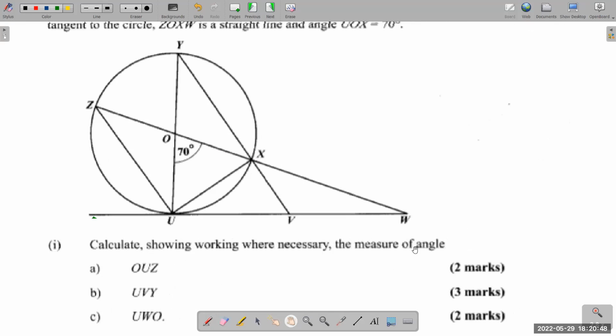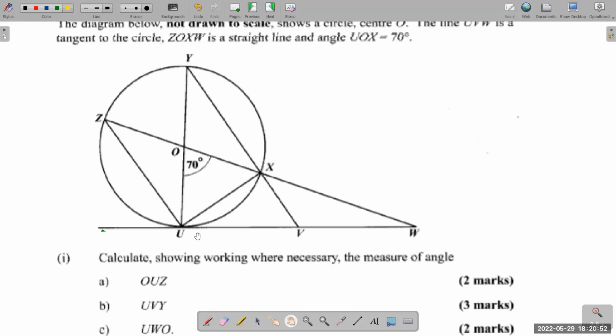Calculate, showing your working when necessary, the measure of angle OUZ. There we go. O U, where's Z? Z. Look at what they start off with. Let me highlight it. O U Z. But we already did that, right or wrong? Because what do we know? Which one are we gonna use? You see how we did this side? We just do the opposite side.